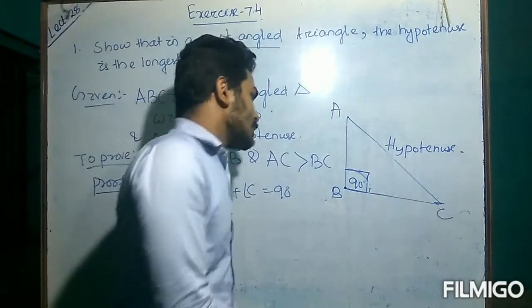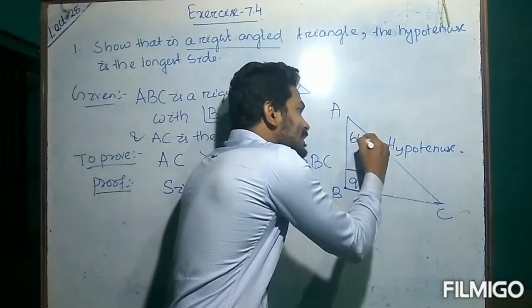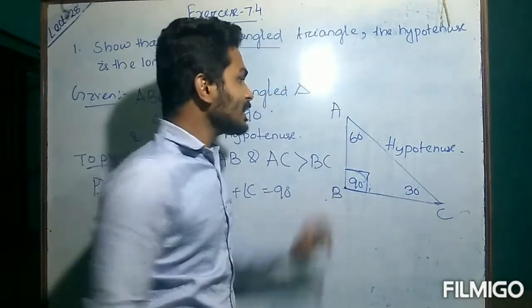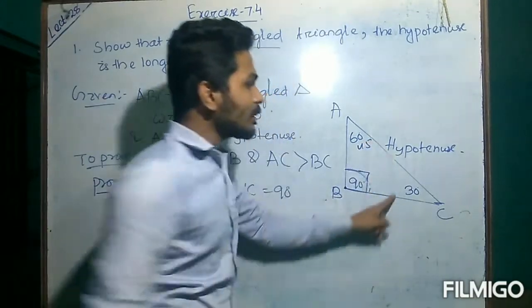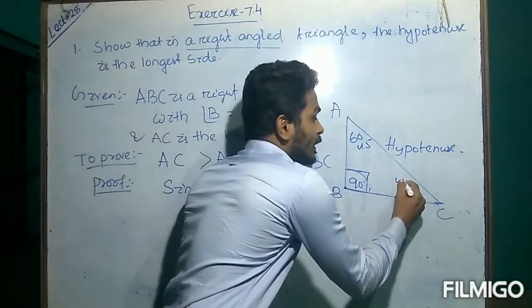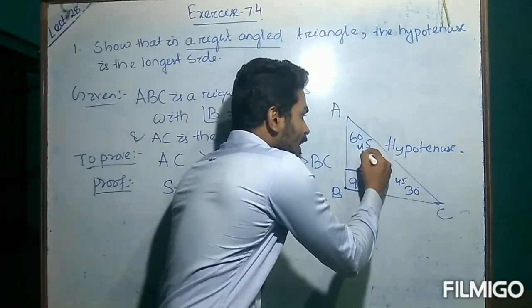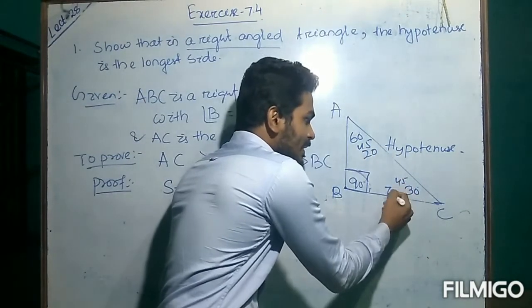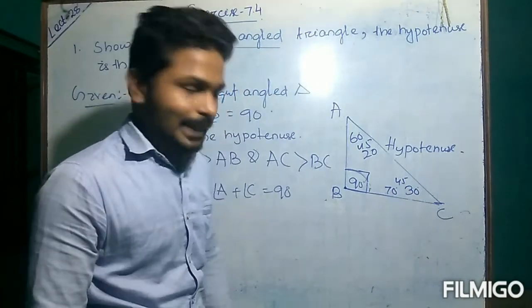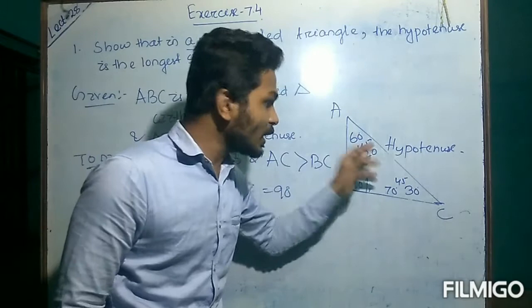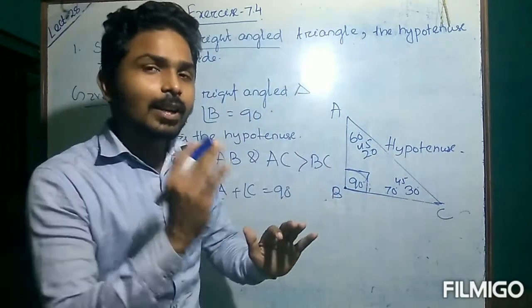So if you take this angle as 60 degree, then what is the value of this angle? Must be 30 degree. If I take this angle as 45 degree, then this angle must be 45 degree, because 45 plus 45 is 90 degree. If I take this angle as 20 degree, then definitely this angle is 70 degree. So if this angle is 90 degree, then definitely these two angles are added to give 90 degree. Then a conclusion arises.